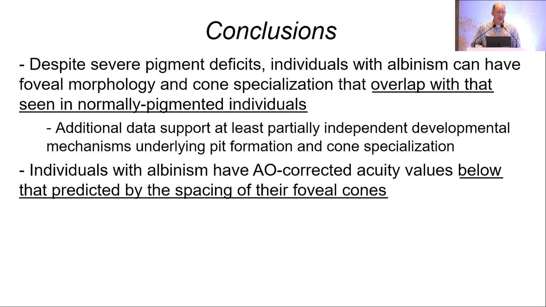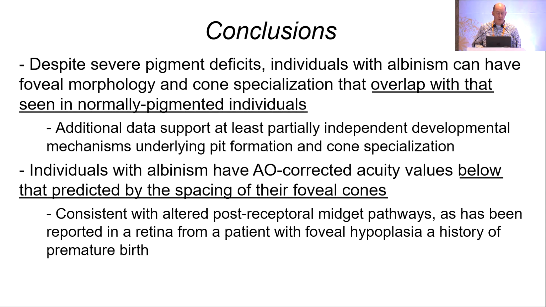Individuals with albinism have AO corrected visual acuity values that are below that predicted by spacing of their foveal cones. And this would be consistent with altered post-receptoral midget pathways, as has been reported in a retina from a patient with hypoplasia and a history of premature birth. That was from Dennis Stacey and colleagues. That was shown in a histological section in recent years.